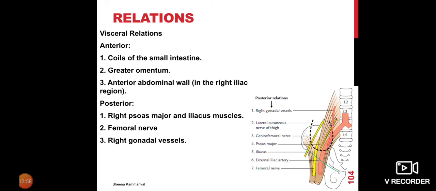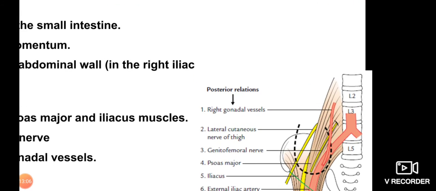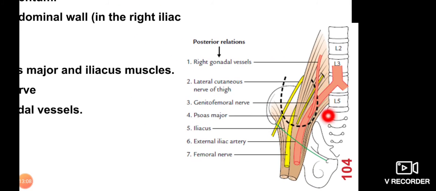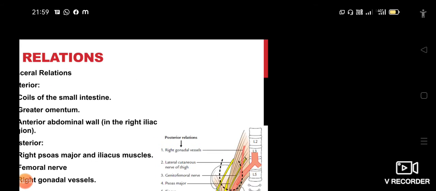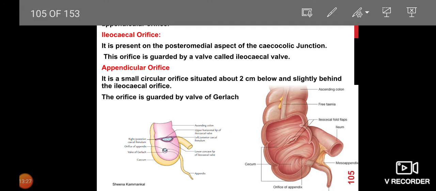So there is an anterior and posterior relation. Anteriorly, coils of the small intestine, greater omentum, and anterior abdominal wall. Posteriorly, the psoas major muscle, femoral nerve, and right gonadal vessels. Here you can see the psoas major and iliacus. This is psoas major, this is iliacus muscle. In between, there is femoral nerve. It's coming posteriorly. Then this is right gonadal vessels. The posterior relation is given there.